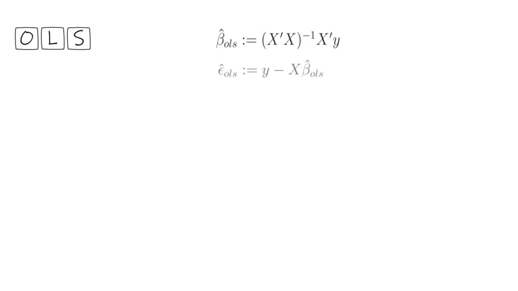Now let's go to the next equation. Here you see how to get the residual, the estimated residual. You just plug in the estimate for beta multiplied by x and subtract y from x beta.